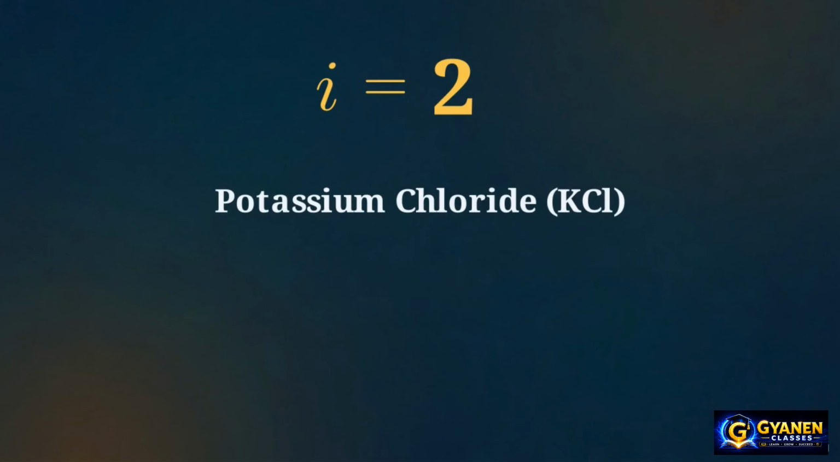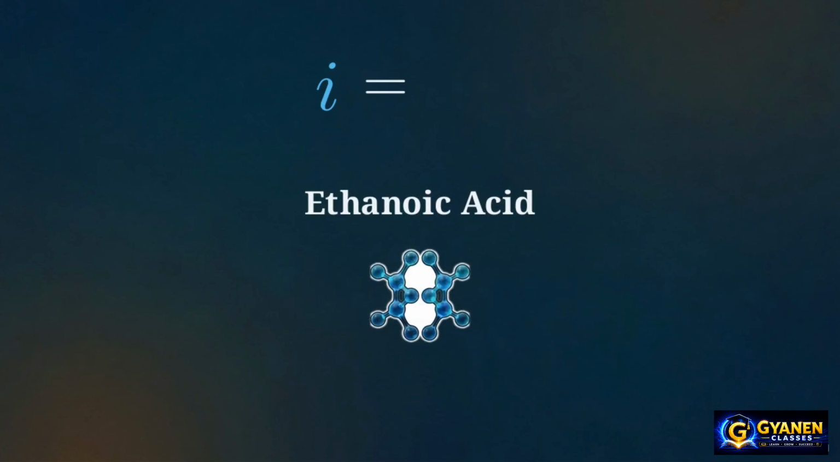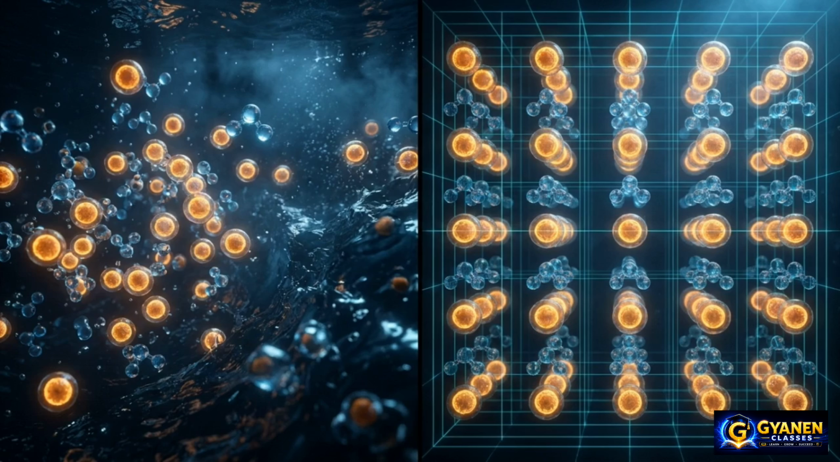For dissociating potassium chloride, i approaches 2. For associating ethanoic acid, i drops to 0.5. This one factor corrects the microscopic chaos occurring inside the liquid, snapping theoretical math perfectly back into alignment with reality.